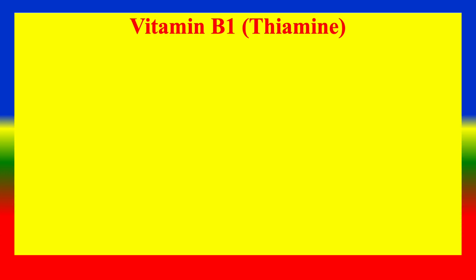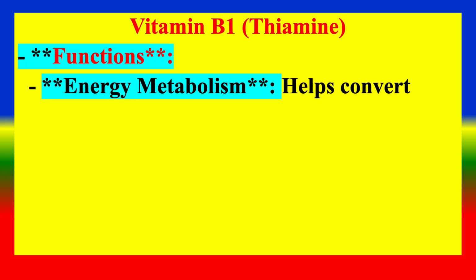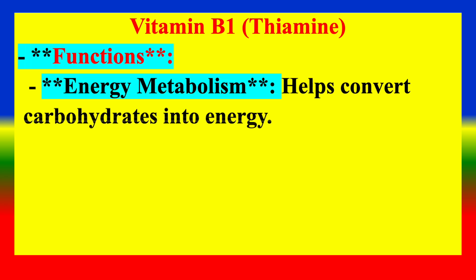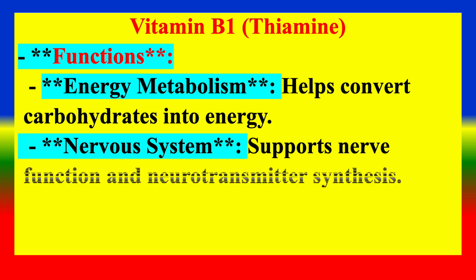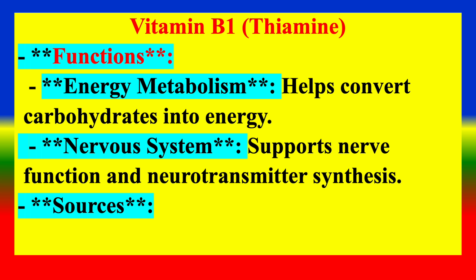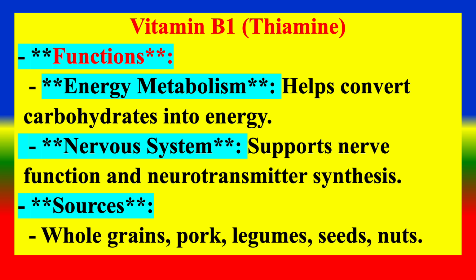Vitamin B1, thiamine. Functions: energy metabolism, helps convert carbohydrates into energy. Nervous system, supports nerve function and neurotransmitter synthesis. Sources: whole grains, pork, legumes, seeds, nuts.